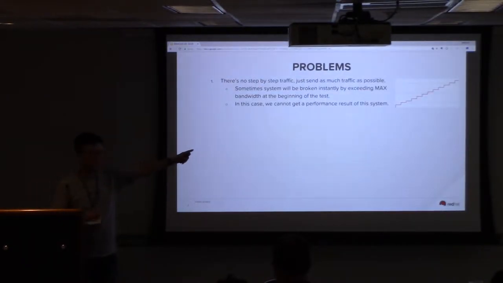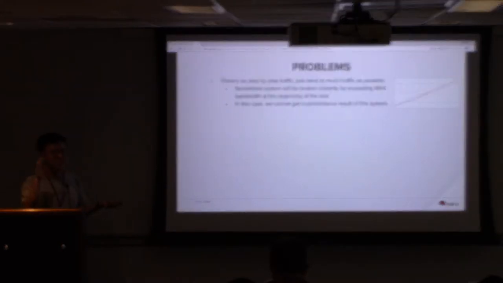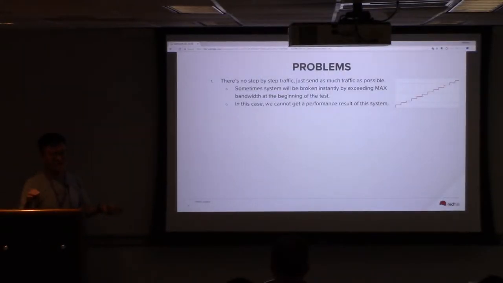Like this chart, it's a step. For example, if I want to test a 10 gigabit NIC, network adapters, the traffic should start from 1 gigabit to 10 gigabit with 10 steps. One step will increase 1 gigabit. So it's called step-by-step traffic. So what's the problem without the step-by-step traffic?